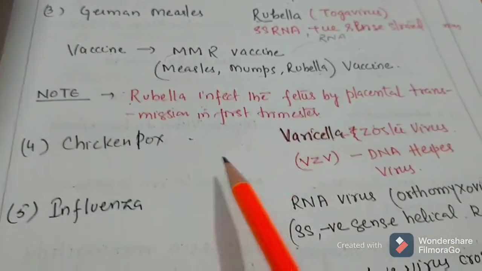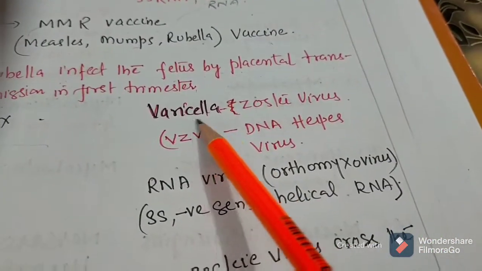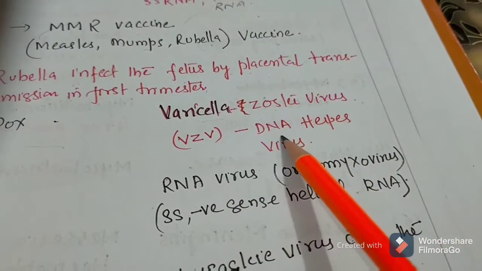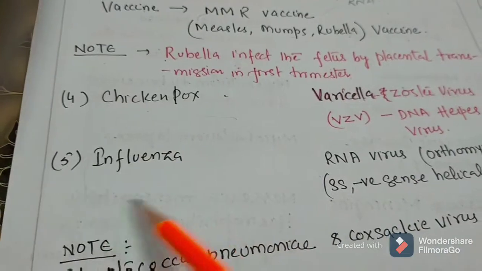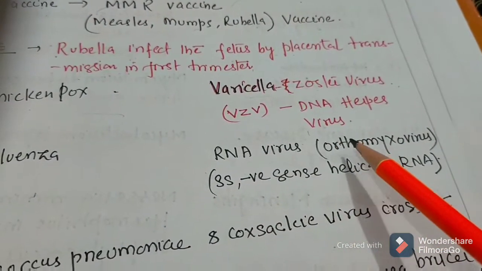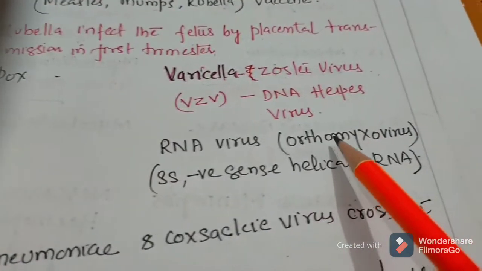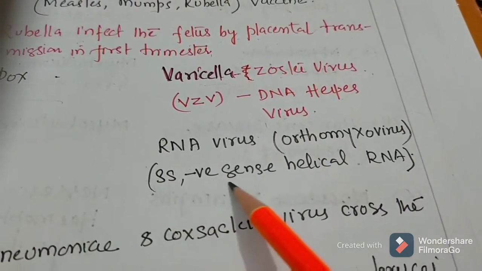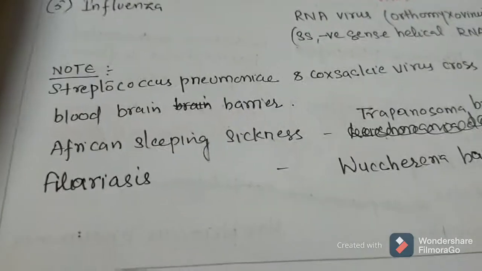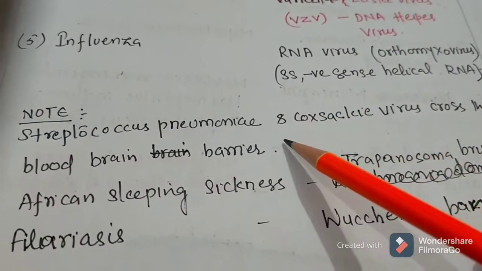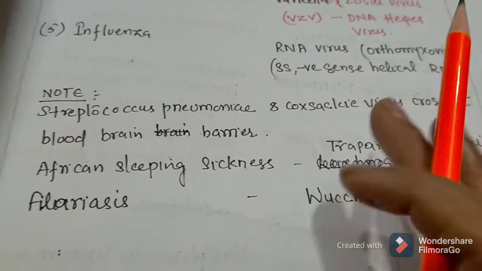Then we have chicken pox, which is caused by varicella zoster virus. It is a DNA herpes virus. Then influenza, caused by RNA viruses belonging to orthomyxoviruses. It's a single-strand, negative-sense, helical RNA virus. These were some of the questions asked in GATE, so I thought I'd write them down here.